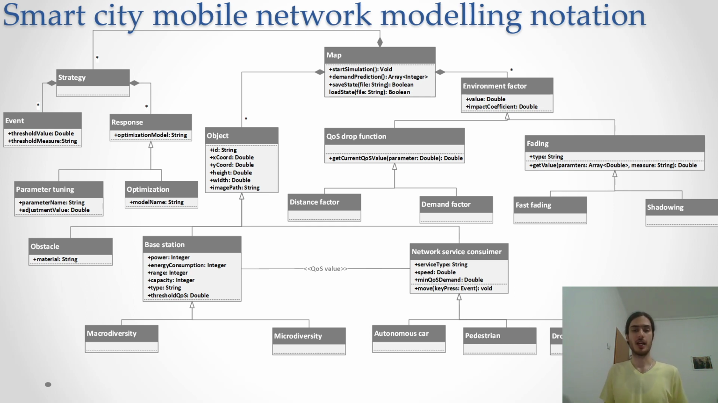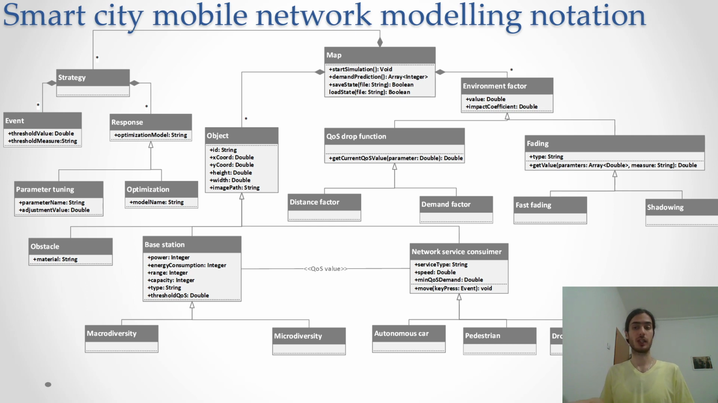On the other side, we have environment factors that are quality of service drop functions that define how quality of service drops as some environment factor varies. Like the distance factor defines how quality of service changes as consumers move from a base station. As the distance increases, the quality of service will drop. Moreover, we have the demand factor that defines how quality of service drops as the number of active users for a base station at a location increases.